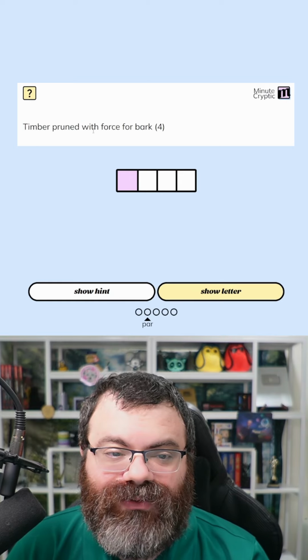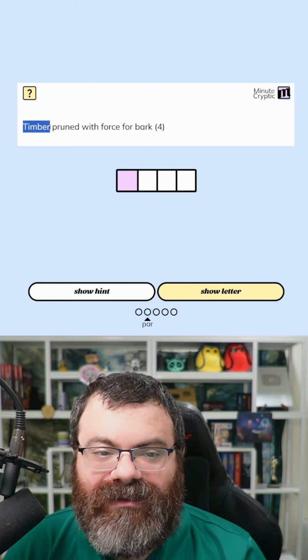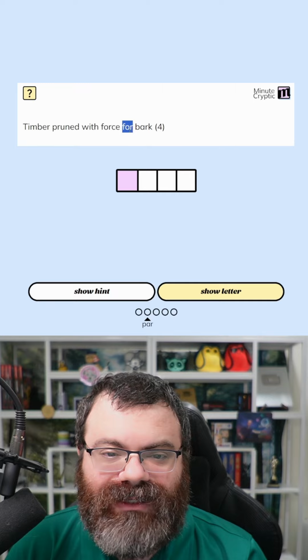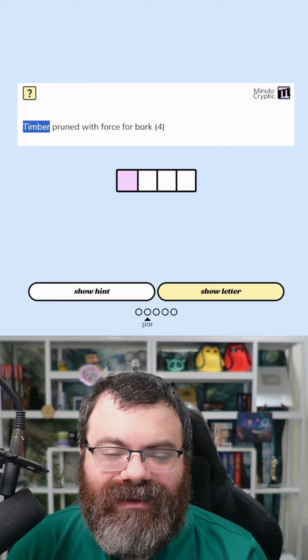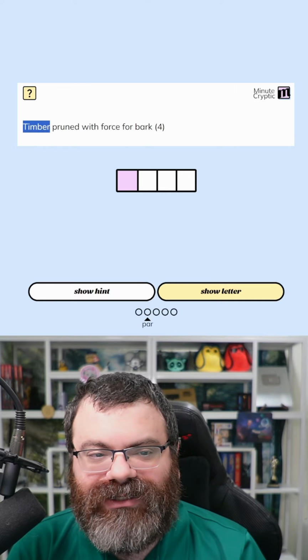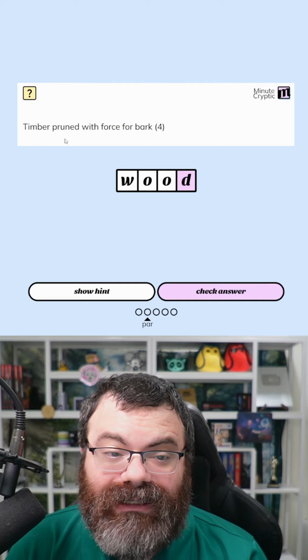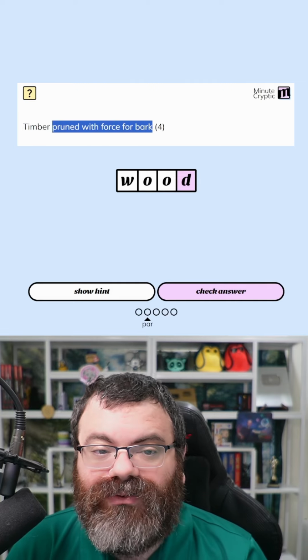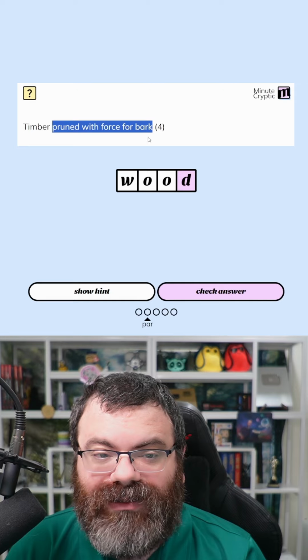It could be "timber pruned," but I don't see how. I'm going to say timber is our definition because otherwise we have this dangling 4, which doesn't make sense to me. So I think probably a good 4-letter word for timber would be wood, or a word that would also mean timber. We'd have to figure out why "pruned with force for bark" would be wood.